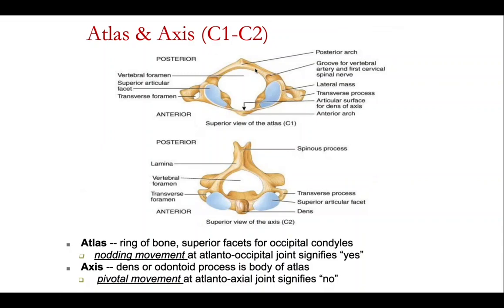So the atlas is this ring-shaped bone. On the top here, you've got your superior facets. This is where the occipital condyles of the skull are going to sit on and allow for a little bit of nodding movement here. You also get a lot of that movement at C5 level. So here is the axis on C2, sometimes called the dens or the odontoid process, that will stick up here and allow that pivoting motion.